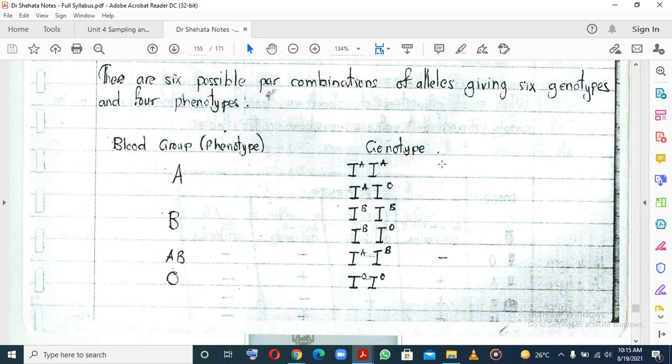So you see, when they appear together, both are expressed, okay? So when someone is blood group AB, automatically you know that that's their genotype. There are no two ways about it.